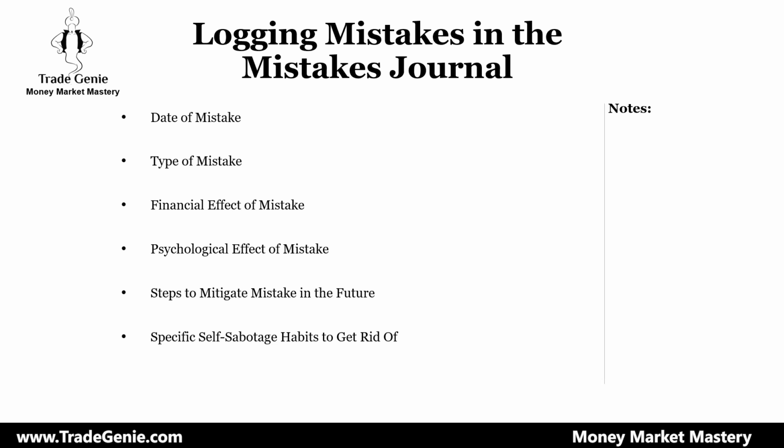So create a journal. The journal could be an Excel worksheet with these 6 columns. The seventh one is maybe the symbol, because the symbol is missing. So put the symbol, the date of the mistake, what kind of mistake you made, the financial effect, the psychological effect, then little notes for yourself on what you will do to eliminate that mistake, and what kind of self-sabotage habits you have that you need to get rid of.